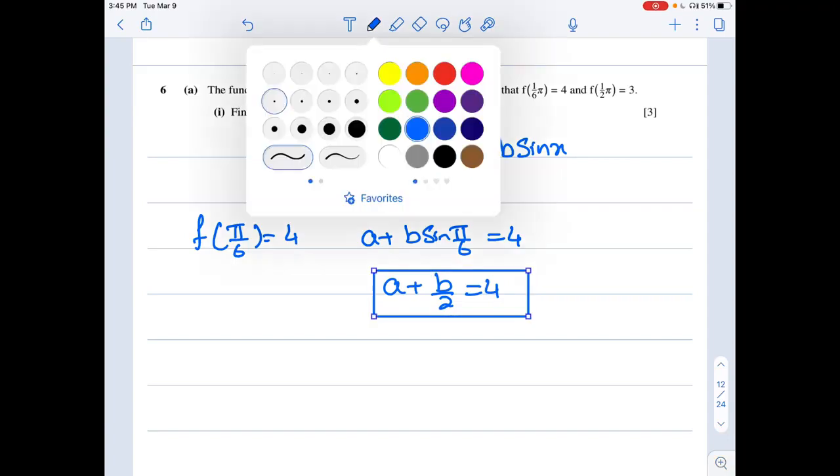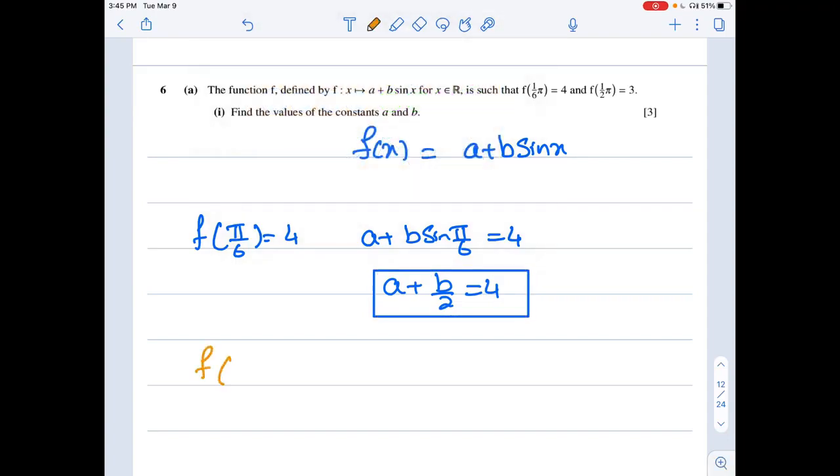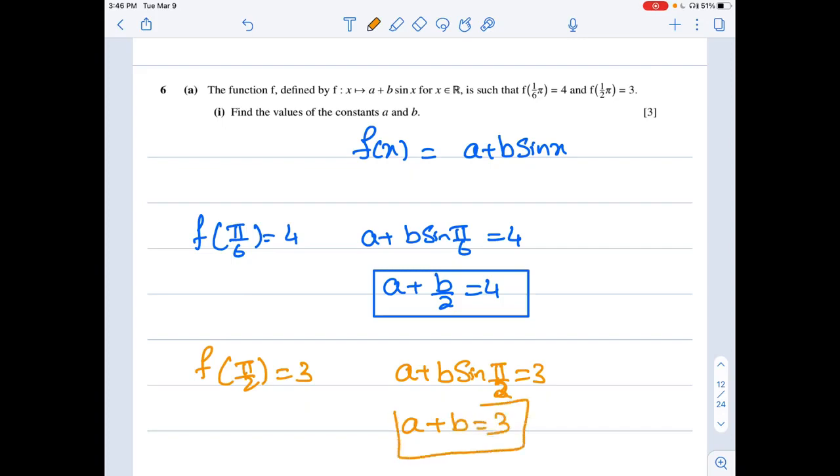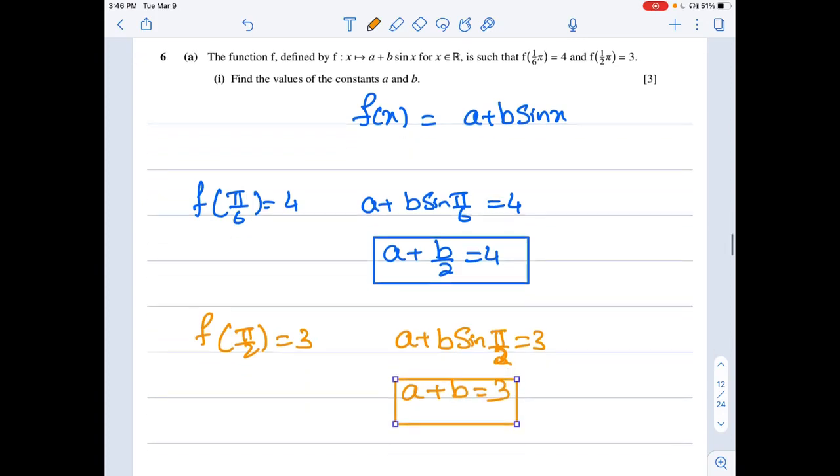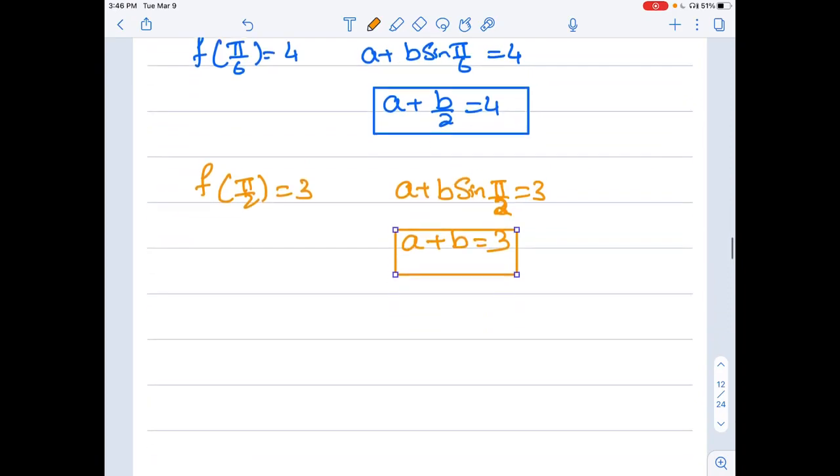Now I take the next one. What is the next one? f of pi by 2 is equal to 3. So a plus b times sine pi by 2 is equal to 3. So that is a plus b, A plus b is equal to 3. This is the second equation. So now I try to solve these two equations.